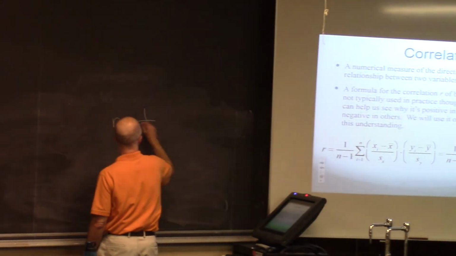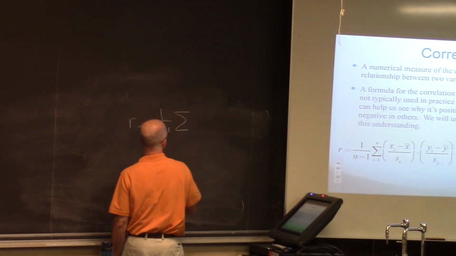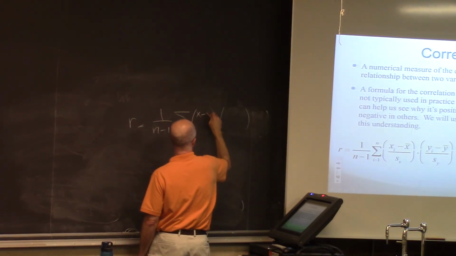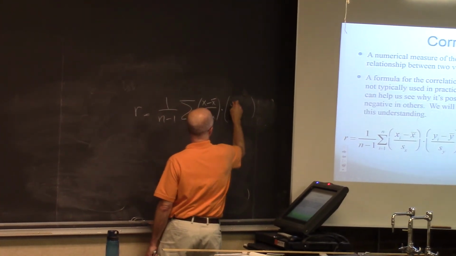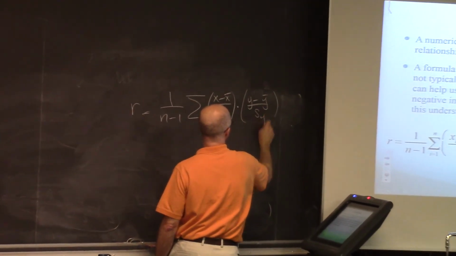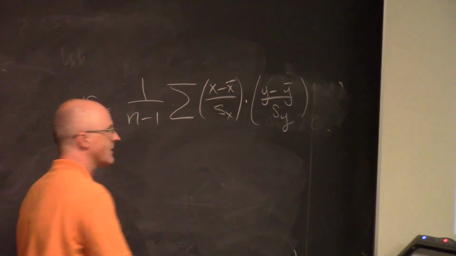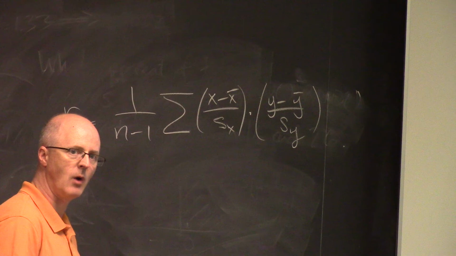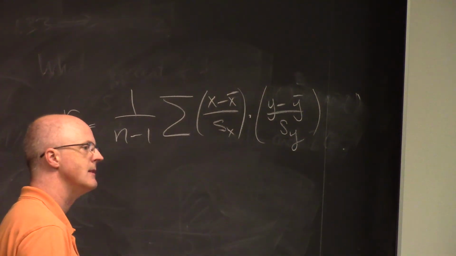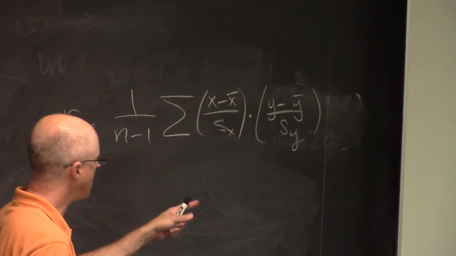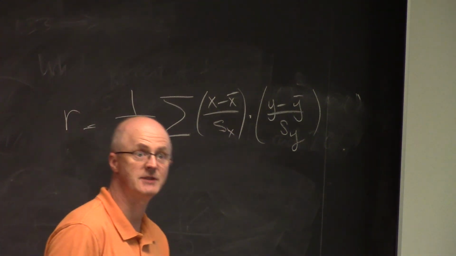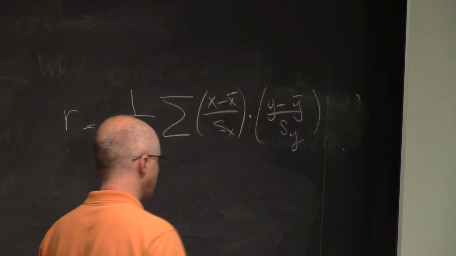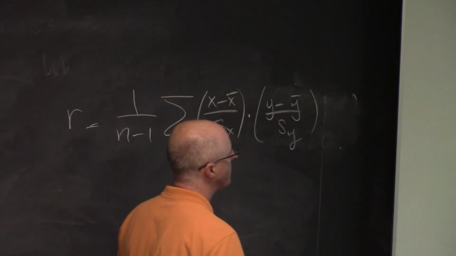It's called r. It's 1 over n minus 1 times the summation, the sum of a bunch of products of a bunch of fractions. You've got two variables, x and y, corresponding to data in x and y. You've got x bar and y bar, the means of those data. The mean of the x's, the mean of the y's. You've got s sub x and s sub y corresponding to the standard deviations of the x's and the y's. That's the formula. We won't use it today, but we will probably next time.